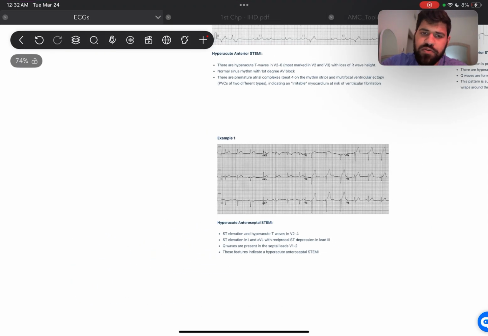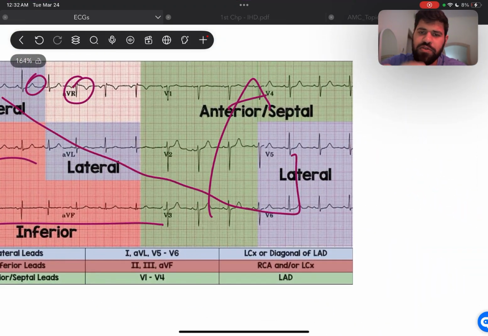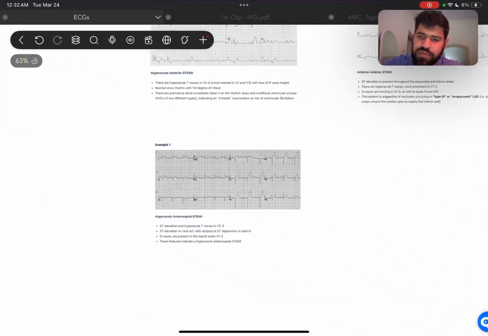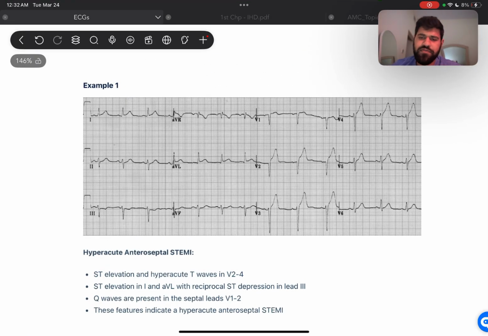All right, coming back to this. So V1, 2, 3, 4. We look at that, we see an ST elevation. So there is hyperacute T waves in V2 to V4. Then there's ST elevation in 1 and AVL with reciprocal ST depression in lead 3. Then we have Q waves present in the septal leads V1 and V2. This means that there's hyperacute anterior septal STEMI because of the presence of the Q waves.